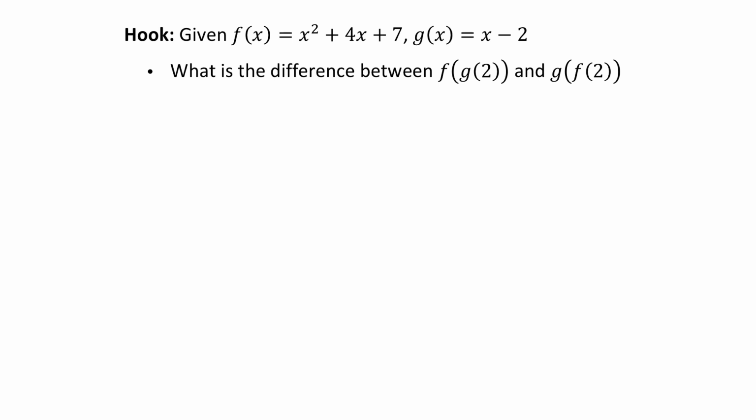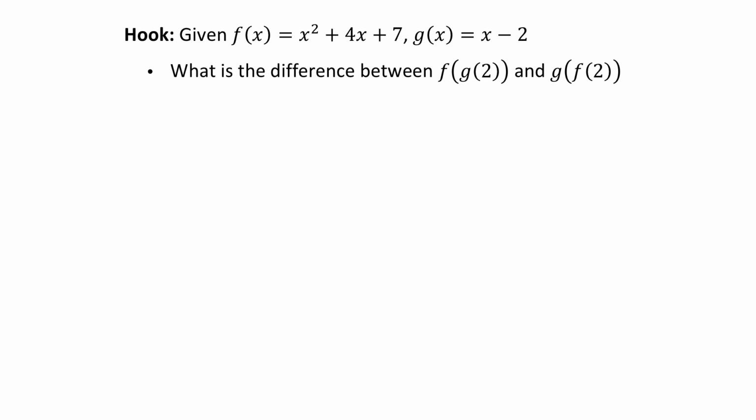Hello. In this video, we're going to look a little bit at function composition. So we have here two functions, f of x, which is equal to x squared plus 4x plus 7, and g of x, which is equal to x minus 2. Now, we want to calculate f of g of 2 and g of f of 2, and if you notice, there's one function inside the other function.